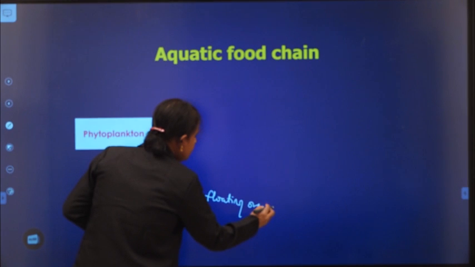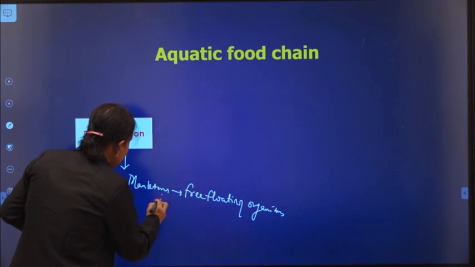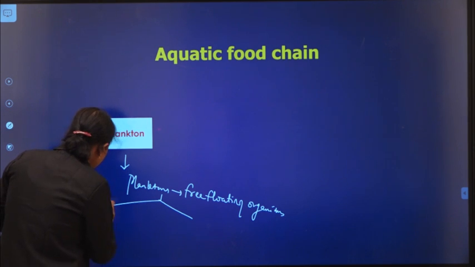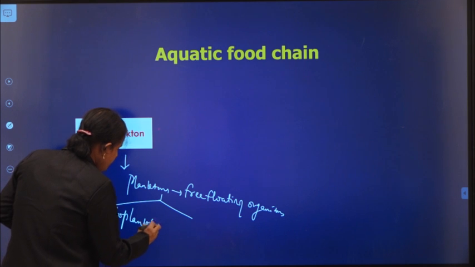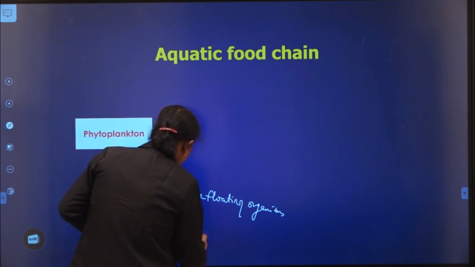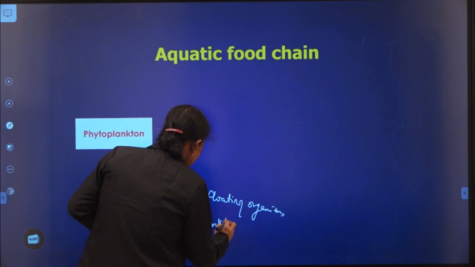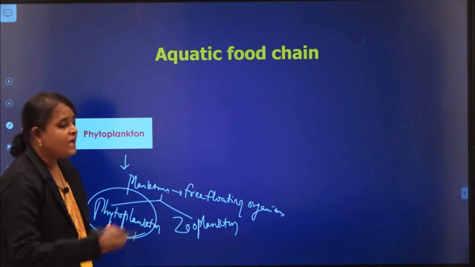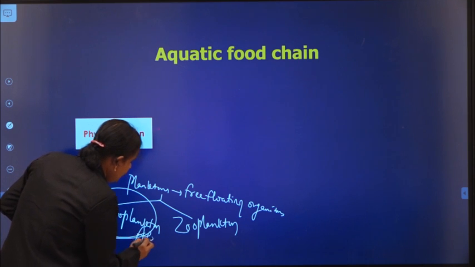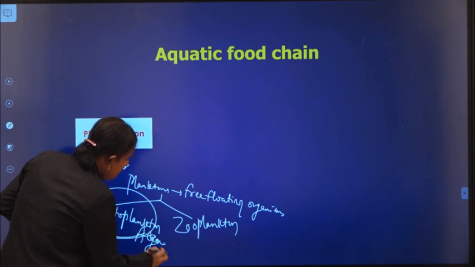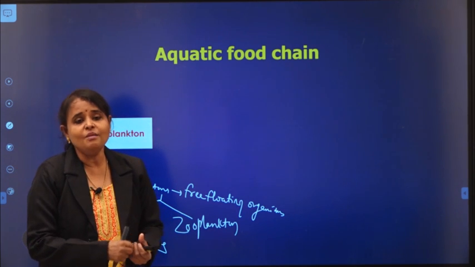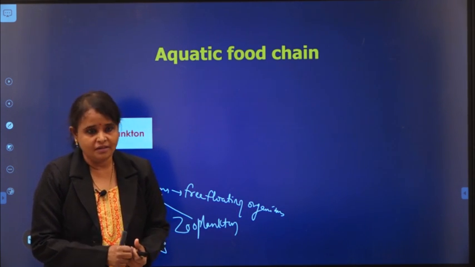That is plankton. These planktons are classified into two types. The first one is phytoplankton and the second one is zooplankton. What's an example for phytoplankton? Algae. Algae is an example. See here how the energy transfers from the plant masses. A floating mass of plants is called algae.